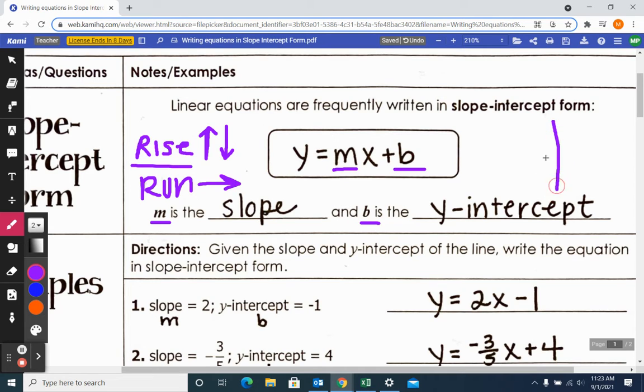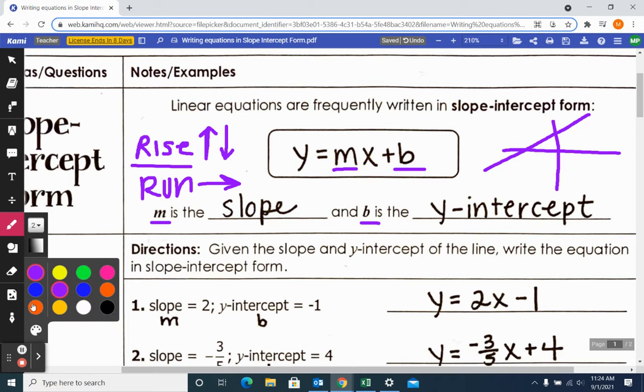Y-intercept. What is y-intercept? Right, where the line intercepts, see which axis? The y-axis. So if that's my line, it's where that graph line crosses the y-axis.